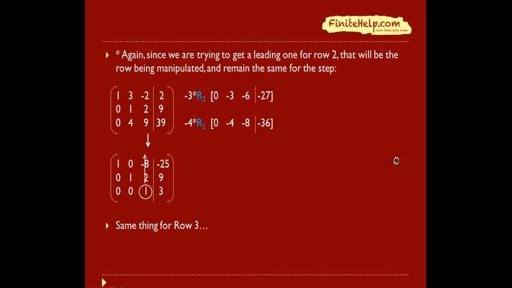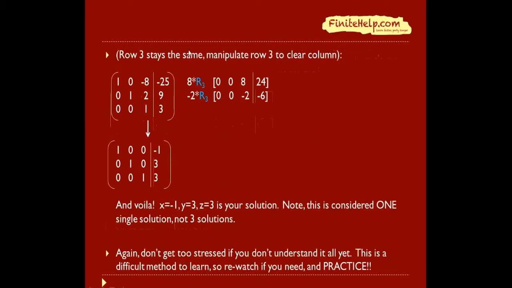Now, again, we'll repeat the exact same thing we did for row 1 and row 2 for row 3. So row 3 stays the same, and we manipulate row 3. To get rid of this 8, we multiply row 3 by 8. And to get rid of this 2, we multiply row 3 by negative 2. Put it right next to row 1 and row 2. Now we add side by side.